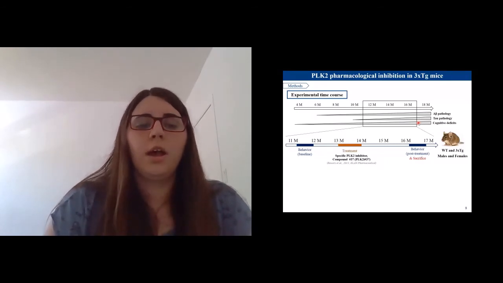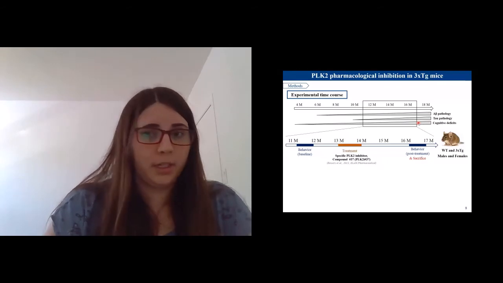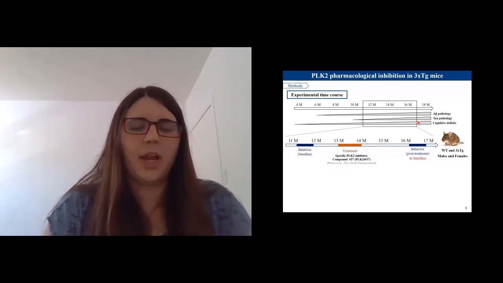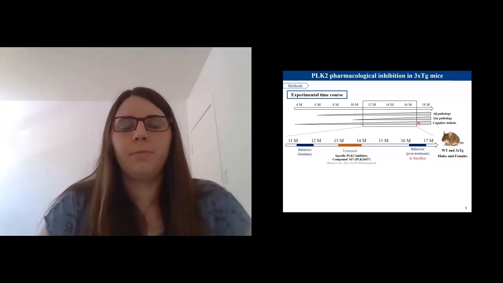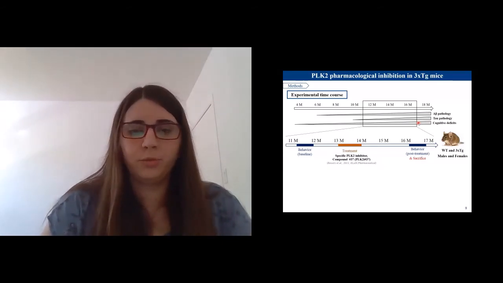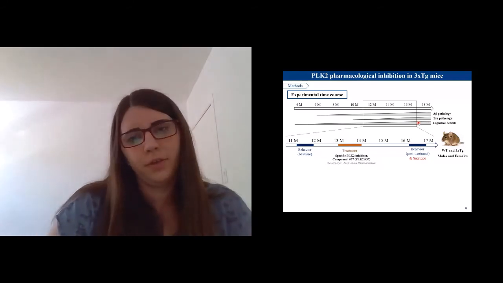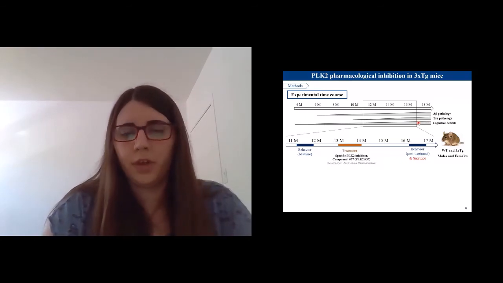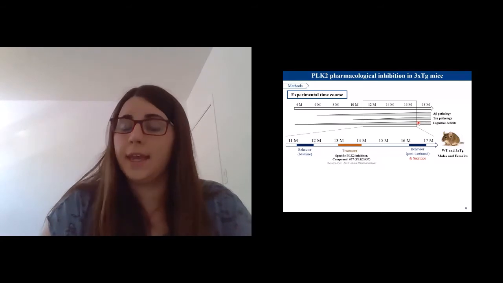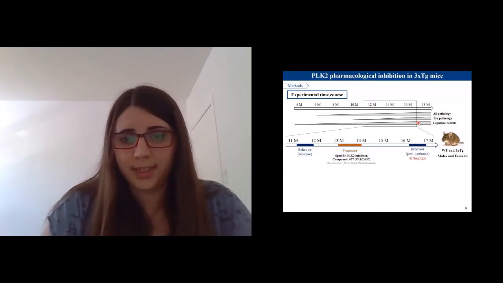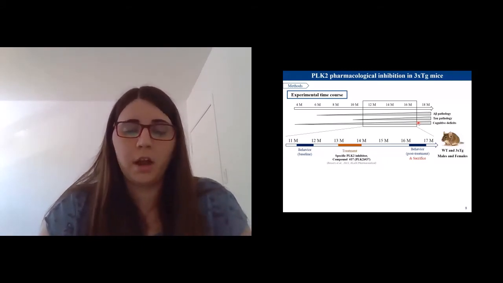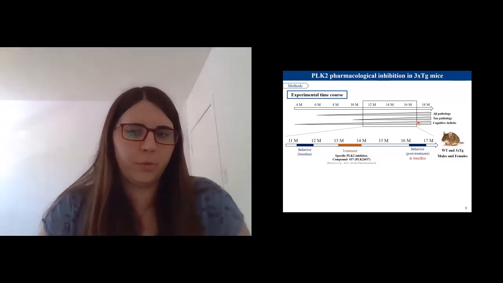So briefly, the animal is allowed to freely explore 2 identical copies of the same object. And 1 hour later, one of the familiar objects will be replaced by a different one, referred to as the novel object. And we expect healthy animals to spend more time exploring the novel rather than the familiar object. That's why we calculate the discrimination ratio between the novel and the familiar, as you can see in this graph. And indeed, wild-type animals, which you can see in green, spend more time exploring the novel than the familiar object, showing good levels of recognition memory.